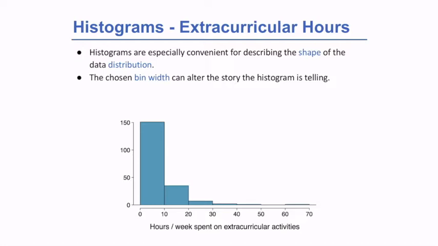Histograms are especially convenient for describing the shape of the data distribution. Note that the bin width can alter the story the histogram is telling. So here, the bin width is how wide the bars are. Here, the bin width is 10: 0 to 10, 10 to 20, 20 to 30. And from here, we can see that most people are between 0 and 10, and then we've got like one outlier down here.